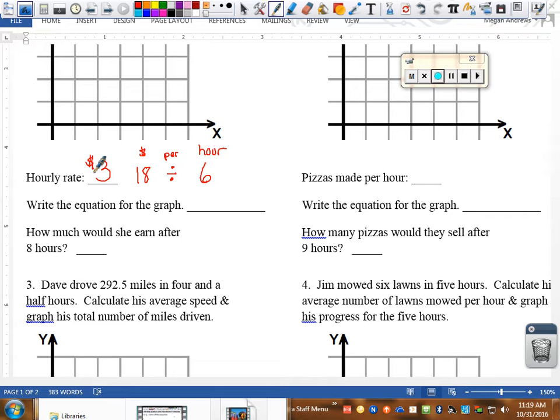Write an equation for the graph. So that's my slope, that's my rate. Y equals 3x, just subbing that in. How much would she earn after 8 hours? Well, $3 an hour times 8 hours, 3 times x, 3 times 8, we're just subbing 8 in for x. She would get $24.